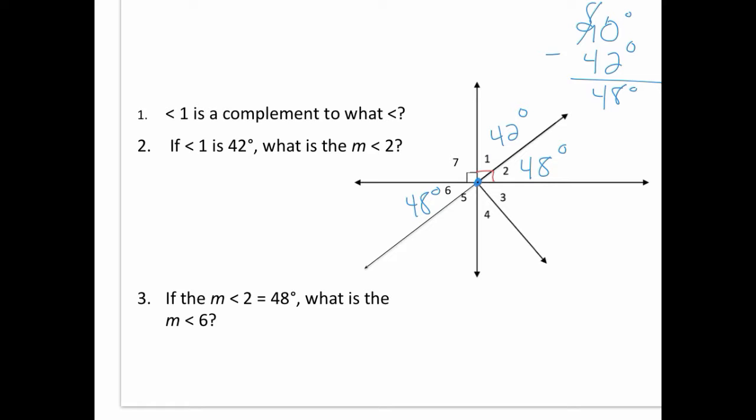And I actually want to stop for a moment and go back to question 1 here. It says angle 1 is a complement to what angle? Angle 1 is also a complement to angle 6. They are not adjacent complementary angles, right? They're not sharing a side. However, when you go 48 degrees and you add 42 degrees, that gives you a total of 90 degrees.